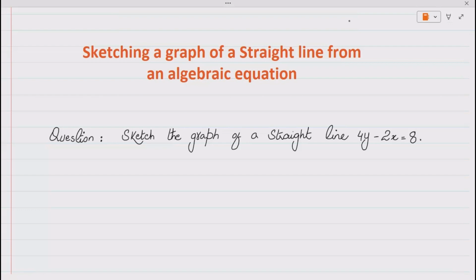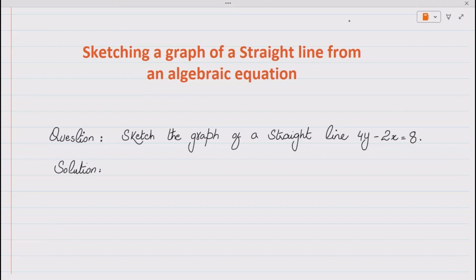Our today's question is about how to sketch the graph of a straight line. So here our question is: sketch the graph of a straight line given like this, 4y minus 2x equals 8. Now let's see the solution, how we can do the sketching of a straight line.